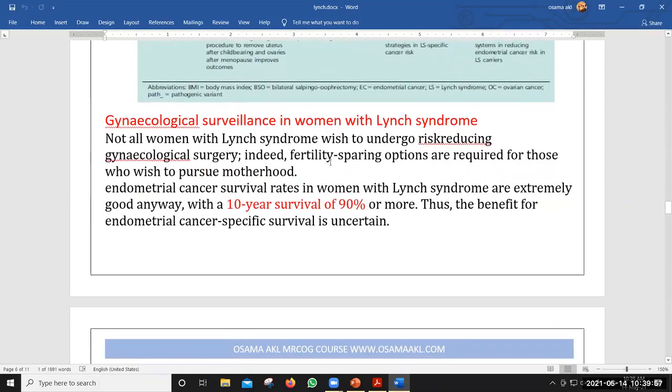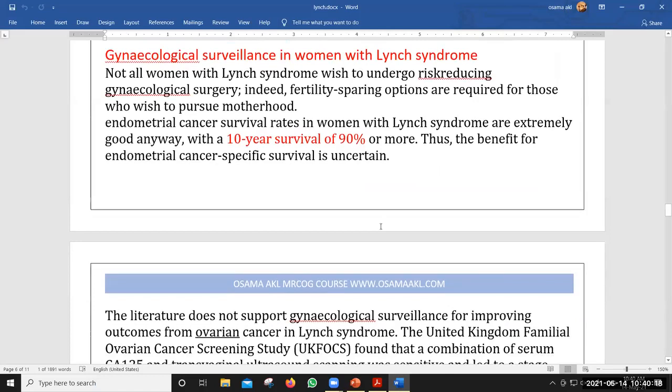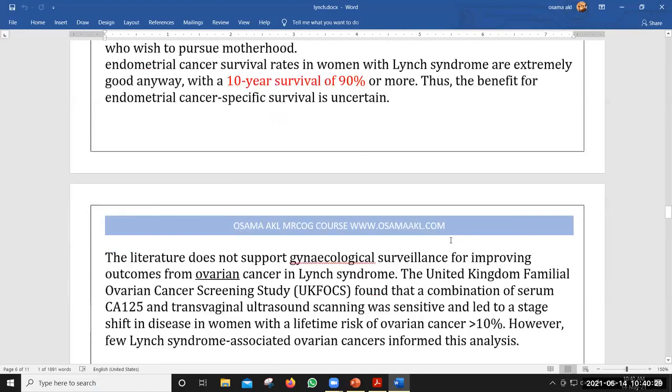Gynecological surveillance. What do you mean gynecological surveillance? I mean serial visits to check for endometrial cancer and ovarian cancer. Actually, it can be an option for women who refused the prophylactic risk reductive surgery. And as we said, the surveillance and even the risk reductive surgery are not much useful. Why? Good prognosis. Okay, Lynch tumors have good prognosis.